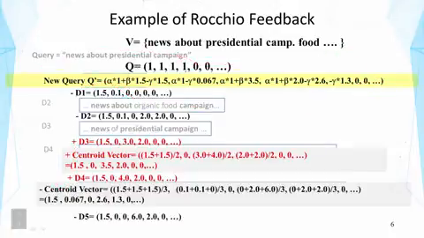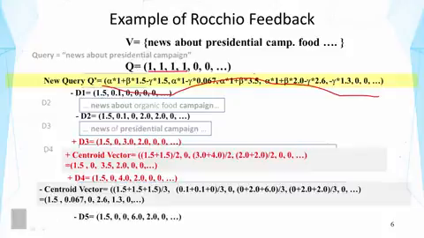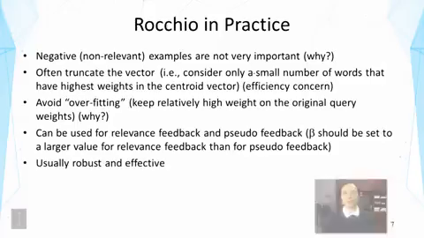Now, of course, if we apply this method in practice, we will see one potential problem. And that is the original query has only 4 terms that are non-zero. But after we do query expansion, you can imagine we have many terms that would have non-zero weights. So the calculation would have to involve more terms. In practice, we often truncate this vector and only retain the terms with the highest weights.